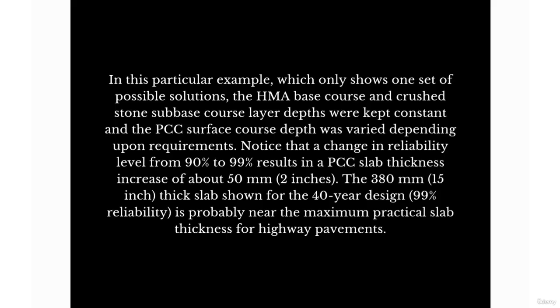This is a particular example which only shows one set of possible solutions. The HMA base course and the crushed stone course layer depths were kept constant, and the PCC surface course depth was varied depending upon the requirements. You notice that going from 90 to 99% reliability results in PCC slab thickness increasing by about 50 millimeters. The 308 mm thick slab shown for the 40-year design life reliability is probably nearer to the maximum practical slab thickness for highway. Yeah, because it also needs to be practical.